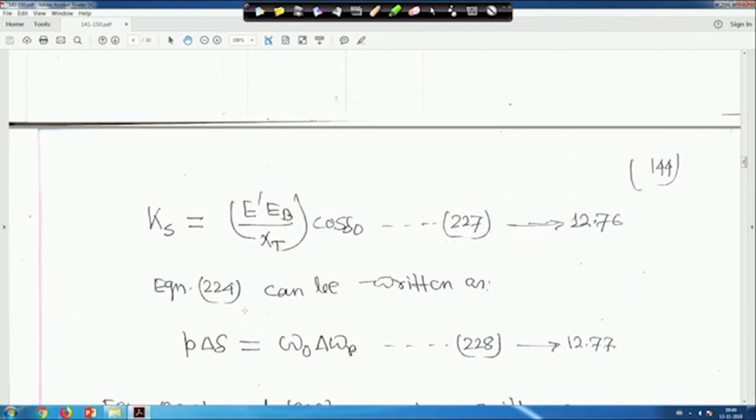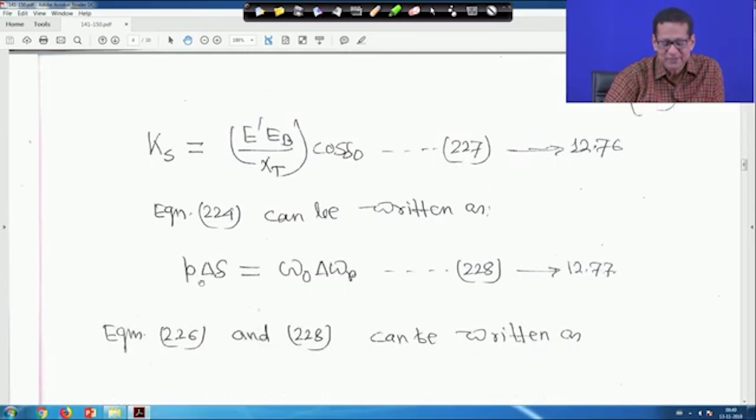Now, equation 224, as I told you already, can be written as P delta is equal to omega 0 delta omega, and again P delta delta will also be omega 0 delta omega. This I have already told you on the previous page, and that is how equation 224 comes.